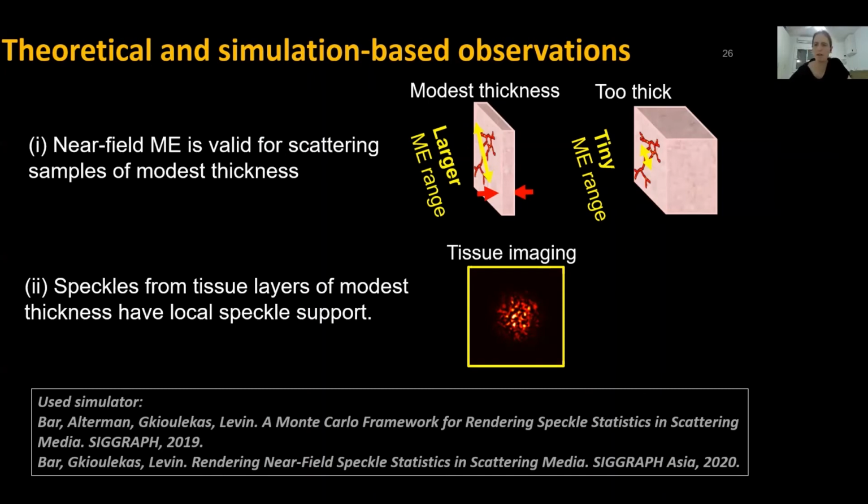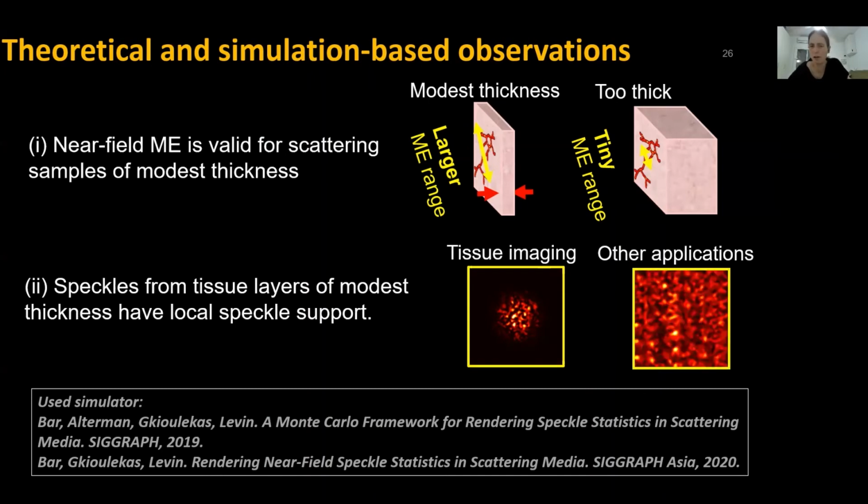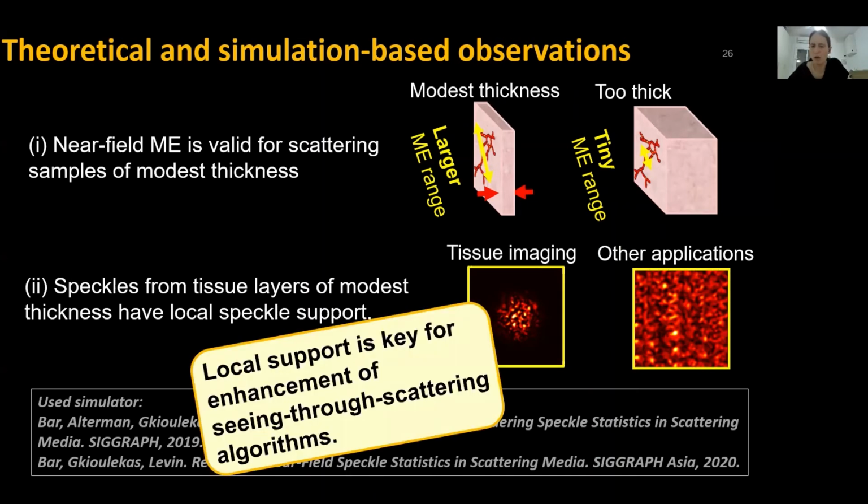Now, it's very different than the image considered by previous far-field approach, where the speckle pattern was very wide and spread over the entire sensor. Now, this local support property is very important, and it's going to be our key for the enhancement of seeing through scattering algorithms.